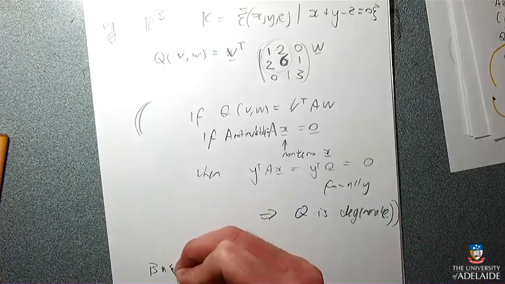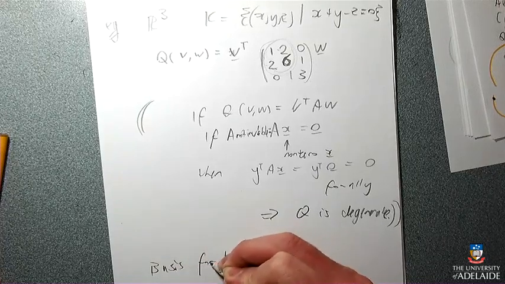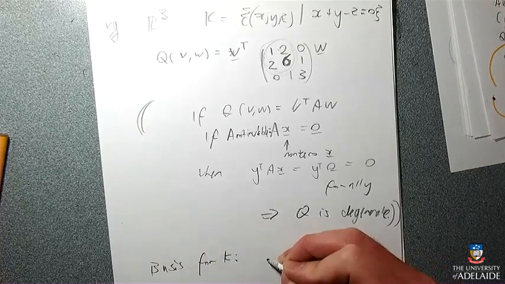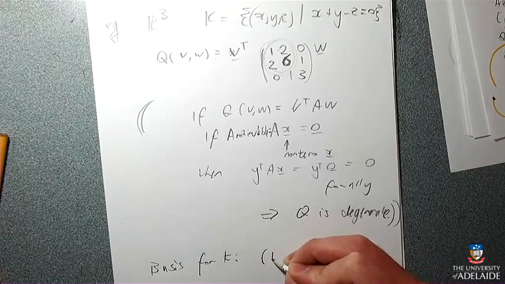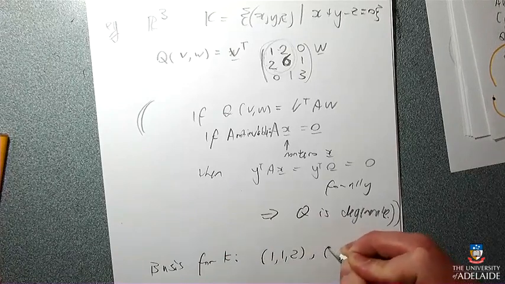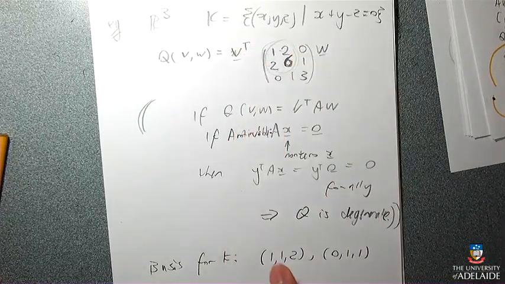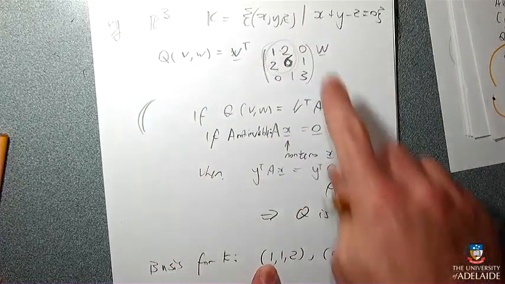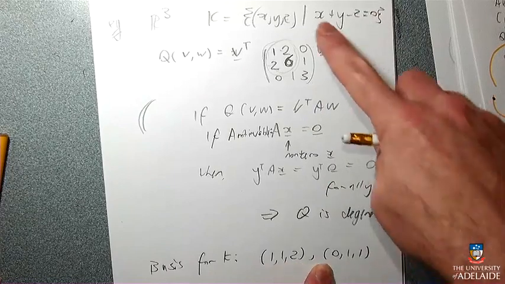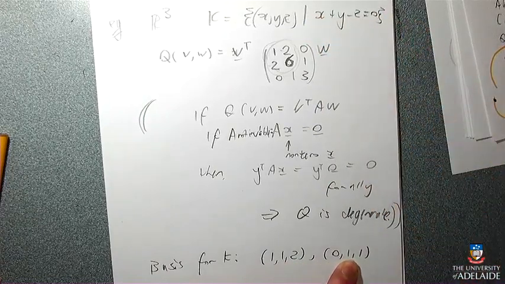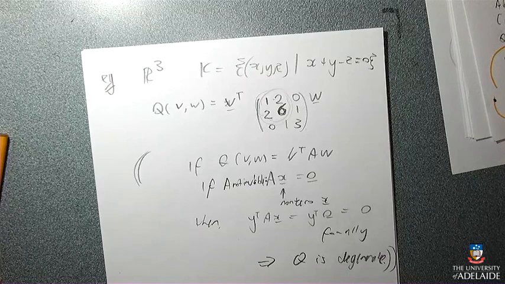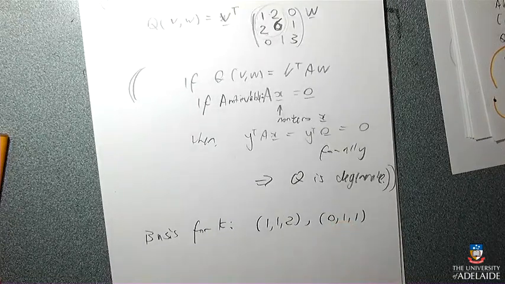Okay, so let's see. Basis for K. I could choose (1, 1, 2) and (0, 1, 1). That would work. Both of these vectors are actually in K because they both satisfy K's equation: 1 plus 1 minus 2 is 0, and 0 plus 1 minus 1 is 0. And they're linearly independent because they're not multiples of each other. And K is totally a plane, so it's two-dimensional, and so that's a basis for K.